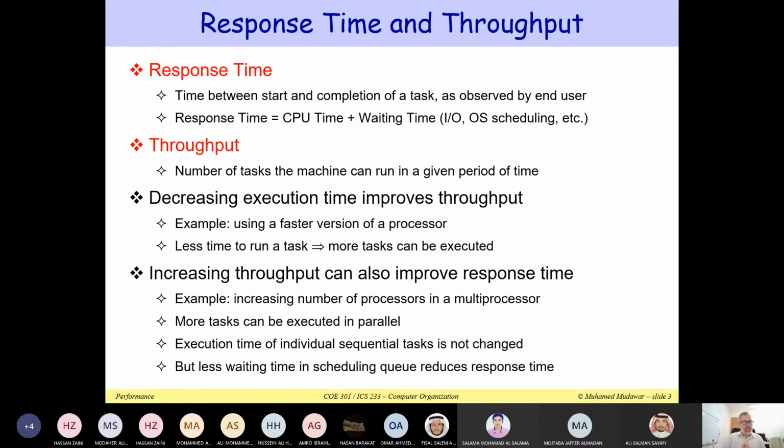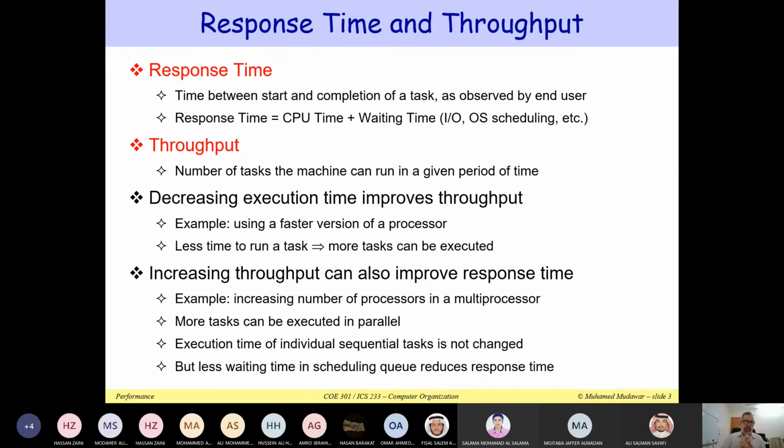Part of the response time is the time that the program spends executing on the CPU. This is called the CPU execution time. And part of it is the waiting time. For example, the program might be waiting for input, it might be waiting for output, or for the operating system to schedule the program to execute on a CPU. For example, all the CPUs might be busy and therefore the program might be waiting. This is called waiting time.